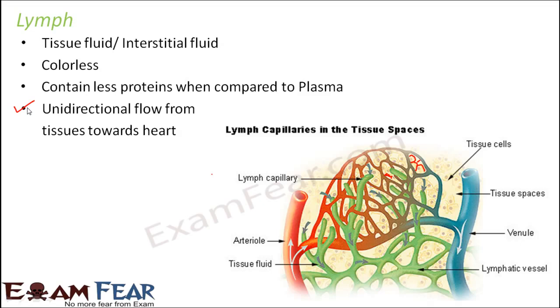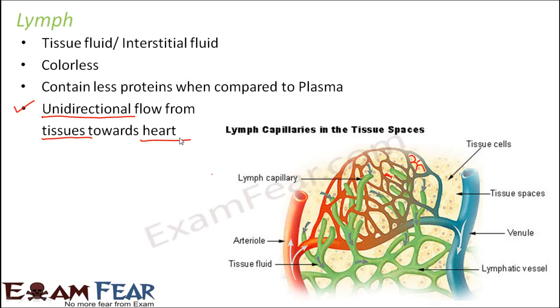So that means blood has a bidirectional flow. It flows in both directions. It flows to different tissues of the body, and it also flows from different tissues of the body. But in case of lymph, the flow is unidirectional. That is, it only flows from tissues towards the heart. The opposite direction flow does not take place. So lymph only carries or transports materials from different tissues of the body towards the heart.